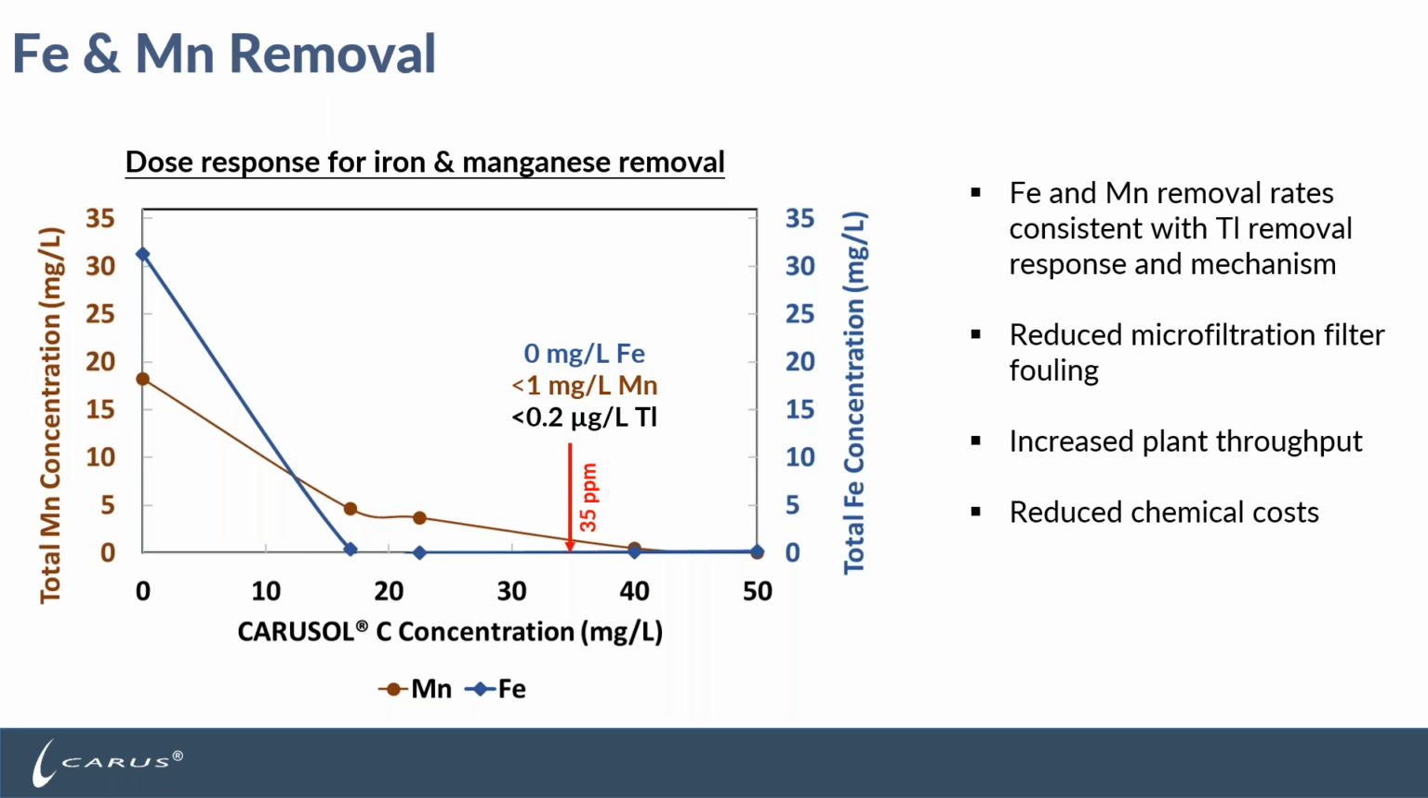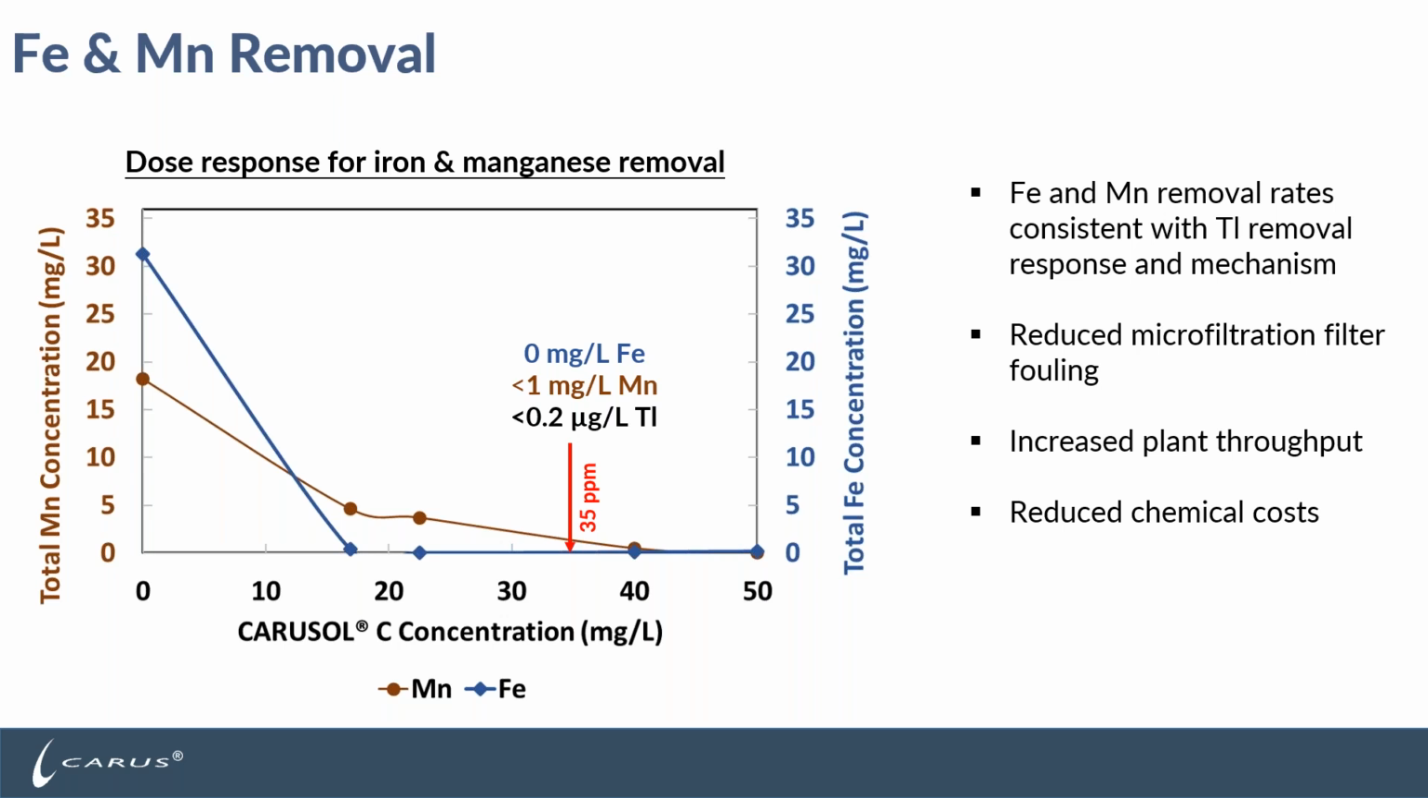So the data here shows a clear dose response like we saw for thallium, this time for iron and manganese removal. At the optimal 35 ppm dose that we observed for thallium removal, we can see that iron is also below detection limits and manganese levels are reduced below 1 ppm or milligrams per litre.